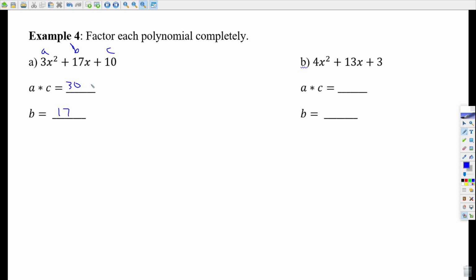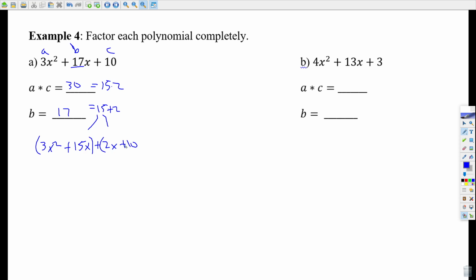That one should be an easy one to do. So 30 would be 15 times 2, and 15 plus 2. All right, so now we have to rewrite this and break it apart. So now we actually go down and rewrite it. So we have 3x squared. We're not going to write 17. We're breaking it apart. Plus 15x plus 2x plus 10. Because you have to use 15 and 2.